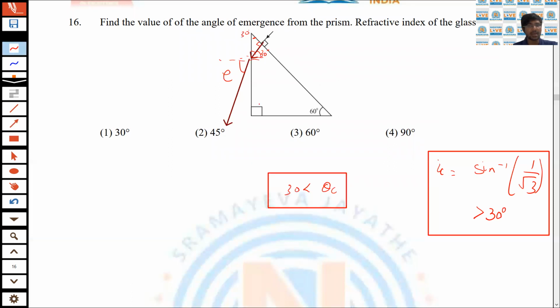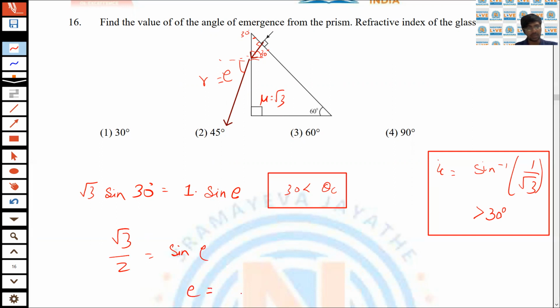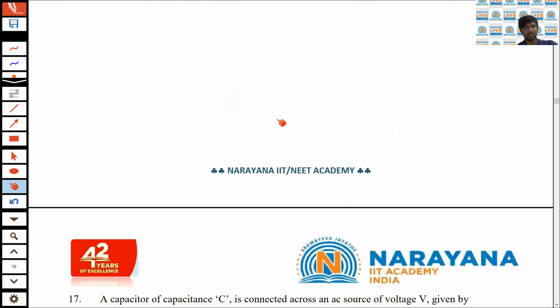Now we have to apply Snell's law over here, which states that mu1 sine i is equal to mu2 sine r, and the angle of refraction is equal to the angle of emergence. All right. So this becomes √3 by 2 is equal to sine e. So the value of e becomes 60 degrees. So this third option is the correct option. All right. Now let's come to the next question.